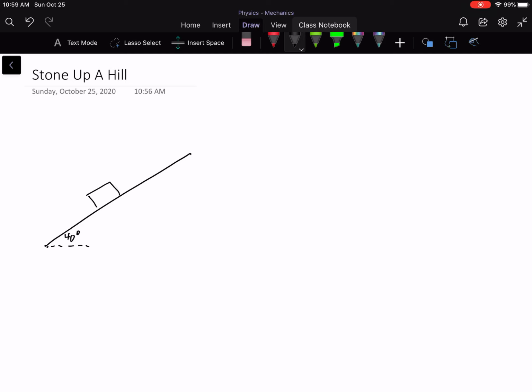And we've got this stone, and we're told that the mass of the stone is 30 kilograms, so we'll put that up here. The person's pull is 250 newtons and parallel to the incline. They're dragging it up the hill, so it's going to be this way. Call that FP. We're told that FP is 250 newtons and it's parallel to the incline.